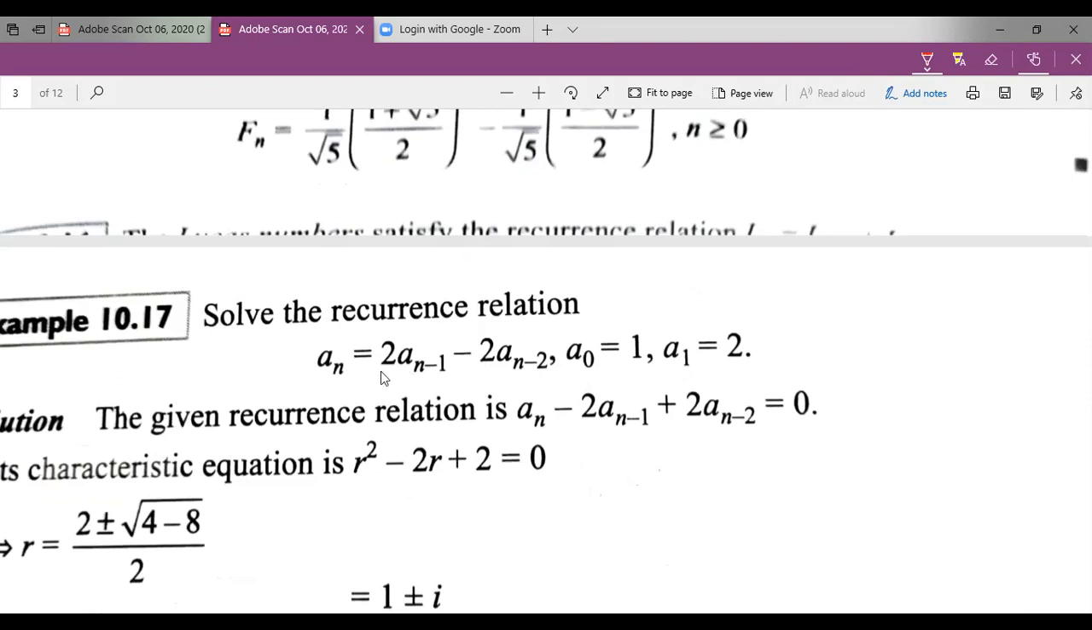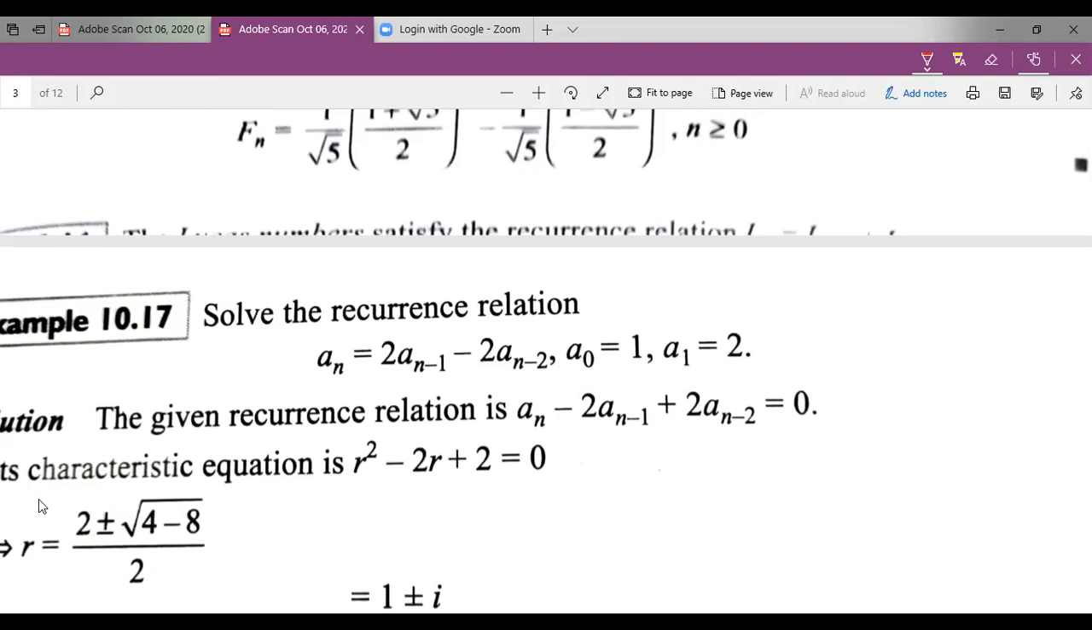So this is a linear homogeneous equation. a_n minus 2a_{n-1} plus 2a_{n-2} is equal to 0. So the given relation is a linear homogeneous recurrence relation.